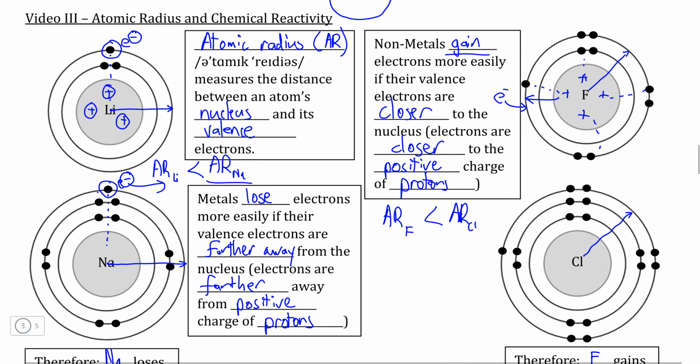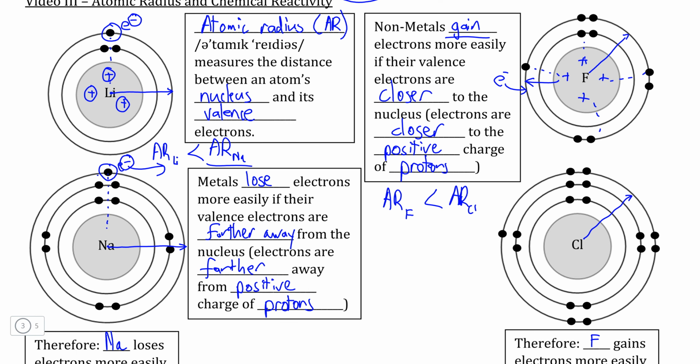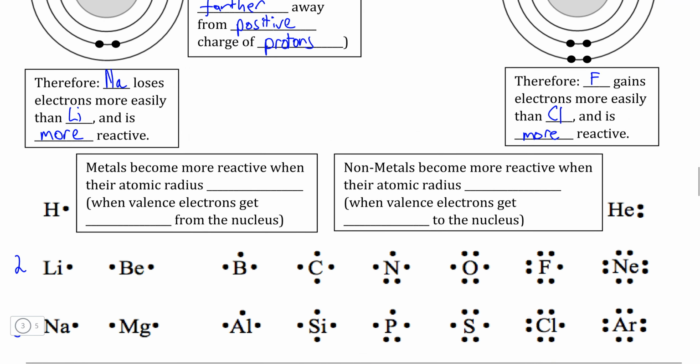So what we have just summarized here is the relationship between distance between the nucleus and the valence shell, and how that relates to how attractive the nucleus is to the valence shell, and what this means in terms of metals and nonmetals being able to lose or gain electrons more easily.